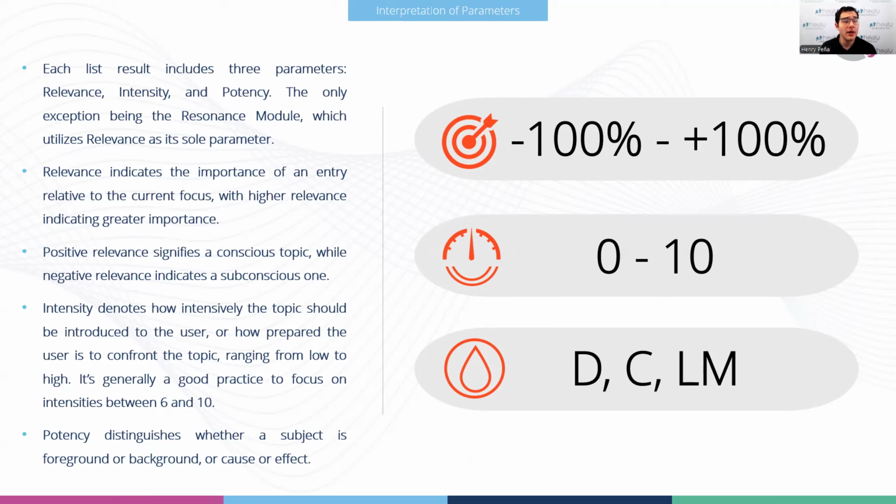Intensity is very simple. Intensity is going to be the second parameter, which means how ready you are to work on a particular issue. How intensively can that topic be introduced on yourself or a client, right? Or how ready you are to really acknowledge that that's something you really need to work on, which is why we always recommend that you stick to intensities between 6 and 10, because those are going to be topics that you're technically already ready to work on.